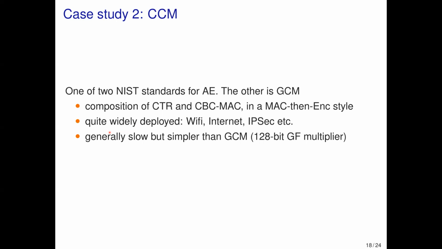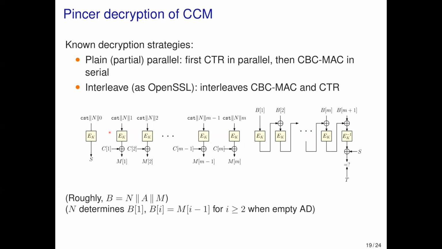It is generally slower than GCM, but it is simpler in the sense that it does not need a full field multiplier that is needed by GCM. Actually, CCM is not what we call serial AE, but we can still benefit from the pincer verification, pincer decryption technique. This picture shows the decryption of CCM.